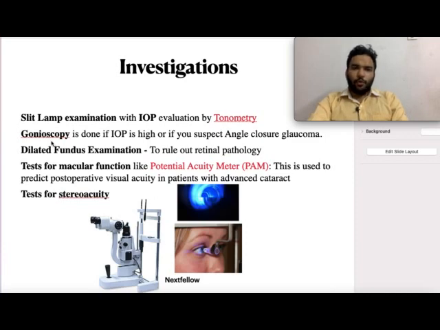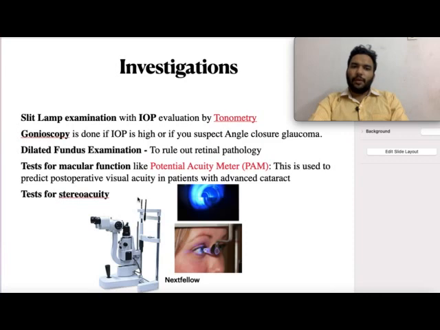And coming to gonioscopy. If the pressure is high, or if you suspect angle closure glaucoma, or if the anterior chamber depth is less, then we will go ahead with gonioscopy. Gonioscopy is a procedure in which we will see the angles, and if needed the patient will be given peripheral iridotomies. Coming to dilated fundus examination, if everything is clear, pressure is not high, and after gonioscopy the angles are open, then we will do dilated fundus examination to rule out any retinal pathology.